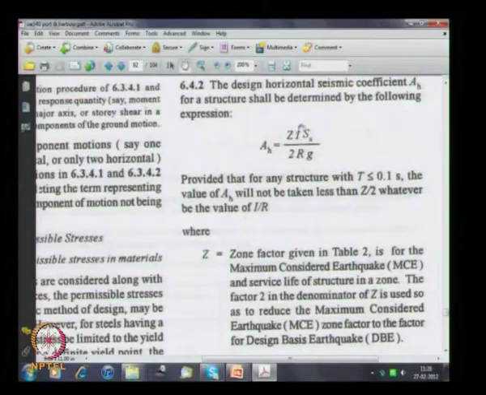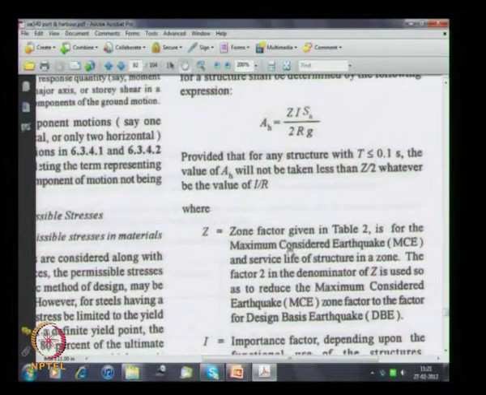I is the importance factor, here only it comes into the picture. Importance factor can be 1 or 1.5. If it is a very important structure, we use the importance factor of 1.5. R is the response reduction factor. This depends on the ductility of the system. SA by G is the seismic coefficient, that depends on the natural period of the system. SA is seismic acceleration, normalized with the acceleration due to gravity.